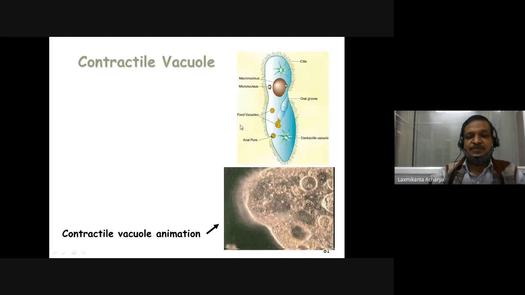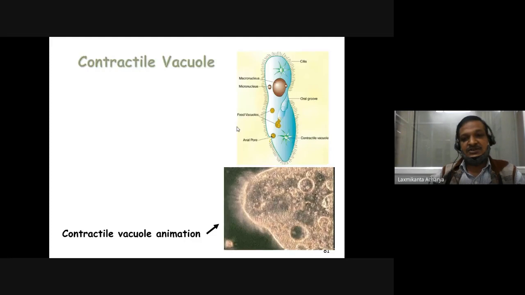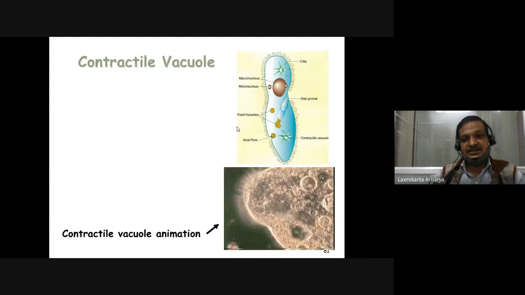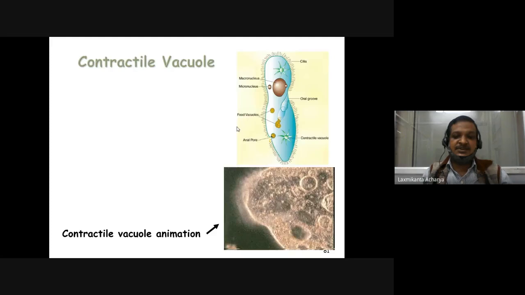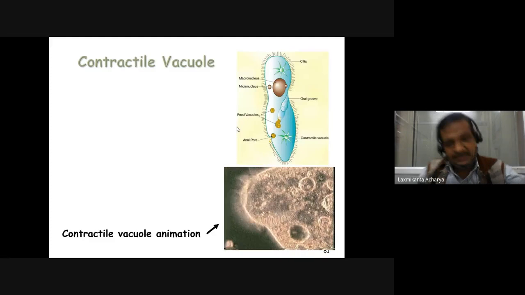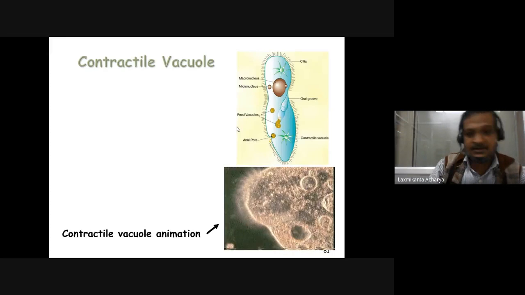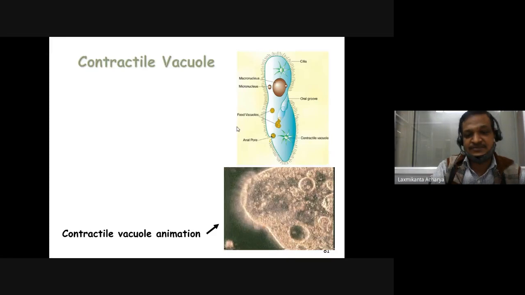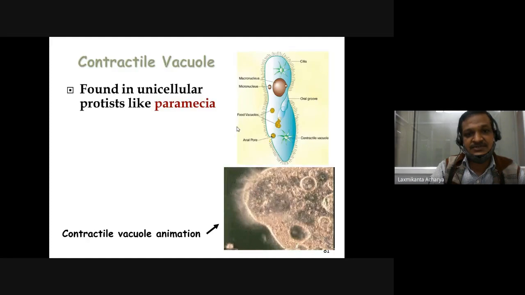You see, most of the time these organisms, when they live inside the water, due to the process of maybe diffusion or so, the water is coming inside the body of the organism, and once this maximum water is there inside the body, it needs to be released. So through this contractile vacuole they can release the extra amount of water that is there inside the body of the organism, otherwise it will burst.